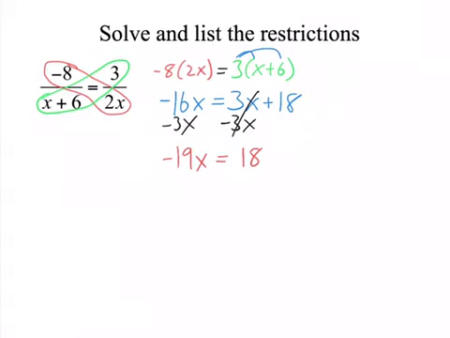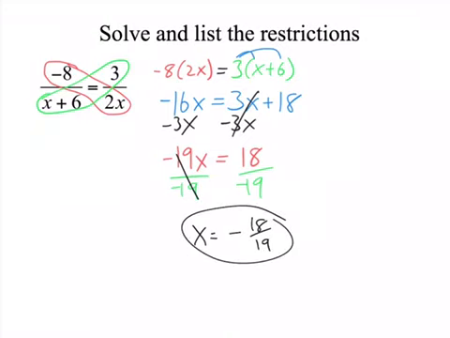And then I have to get rid of the negative 19, so I divide by negative 19 on both sides. And I get x equals negative 18 over 19. And that would be my answer because the bottom is prime. You cannot factor it. The negative could be on top or bottom or right in the middle. I kind of like to put it in the middle. And that would be your answer.